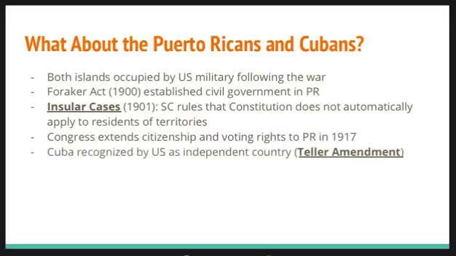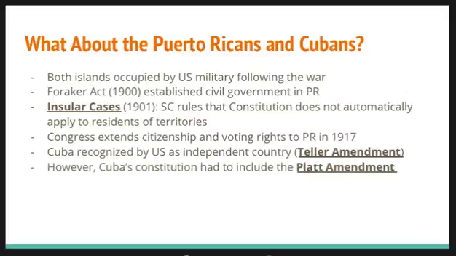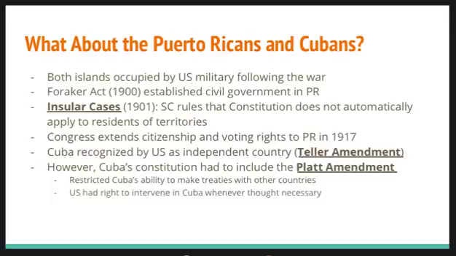Cuba was recognized by the United States as an independent country because of something known as the Teller Amendment that the United States added before they invaded Cuba. However, Cuba's constitution had to include something known as the Platt Amendment. And this amendment that was forced upon them by the United States restricted Cuba's ability to make treaties with other countries. It also said that the United States had the right to intervene in Cuba whenever the United States thought it necessary. Cuba could also not go into debt with other countries.